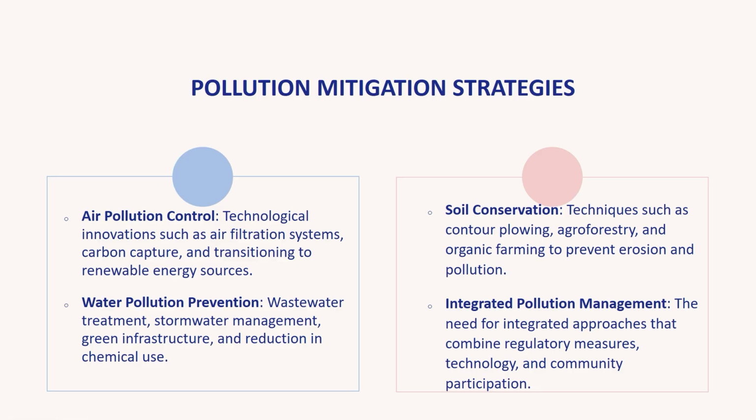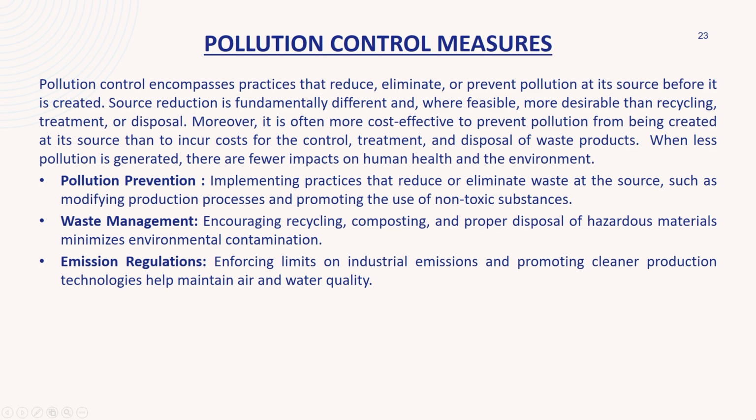Pollution mitigation strategies. Air pollution control: technological innovations such as air filtration systems, carbon capture, and transitioning to renewable energy sources. Water pollution prevention: wastewater treatment, storm water management, green infrastructure, and reduction in chemical use. Soil conservation: techniques such as contour plowing, agroforestry, and organic farming to prevent erosion and pollution. Integrated pollution management: the need for integrated approaches that combine regulatory measures, technology, and community participation.